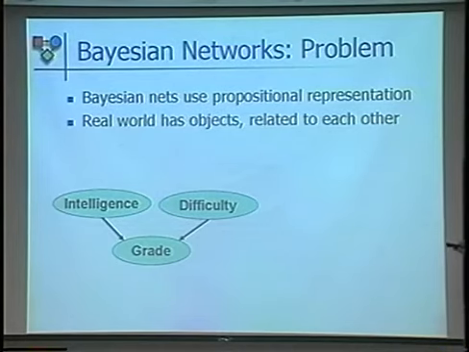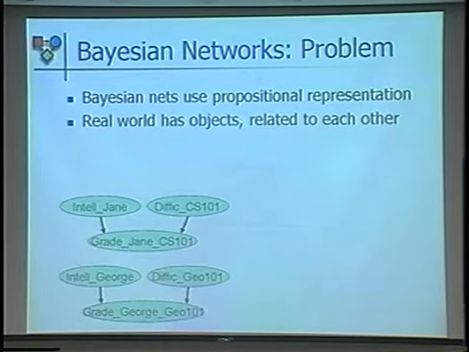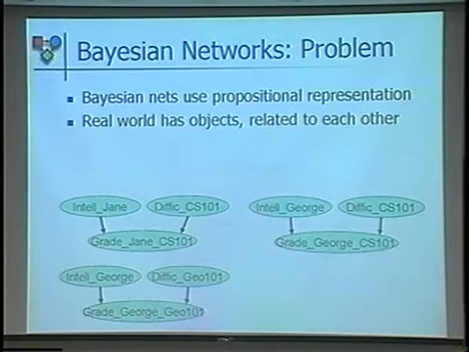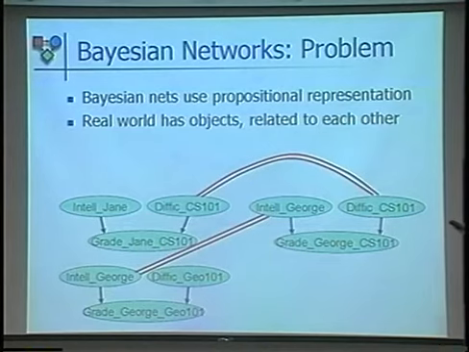We can take this little network and apply it, for instance, to Jane, who took CS 101 and got a grade. Take the same network and apply it to George, who took Geography 101, or to George, who took CS 101. And we can use each of these networks for reasoning about this particular fragment of the situation. But then, if we look at these three networks, we realize, for example, that George is the same George in both of these networks. So this is actually the same random variable. And CS101 is the same in both of these networks. So again, these are the same random variable. So what's really going on here is much more subtle than thinking about these as three independent networks.